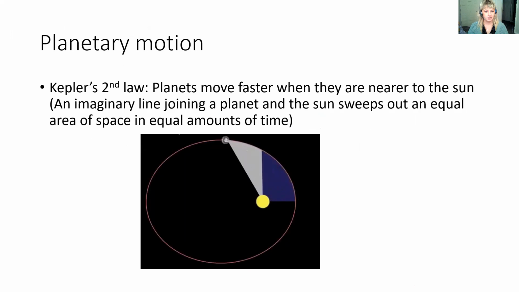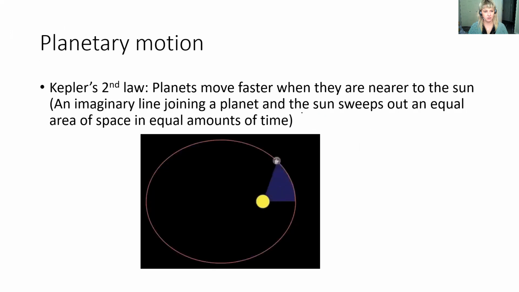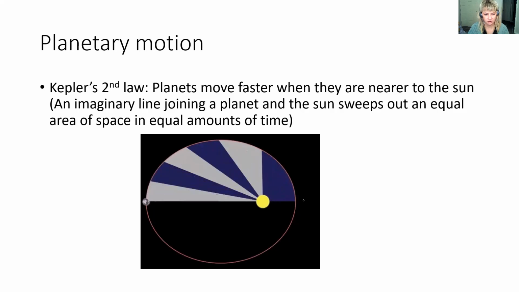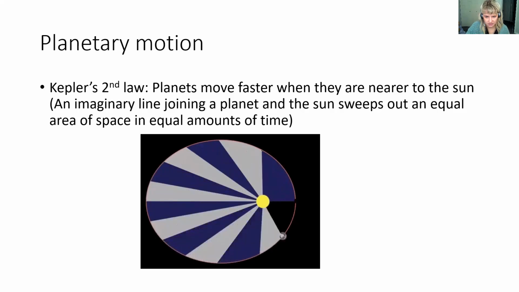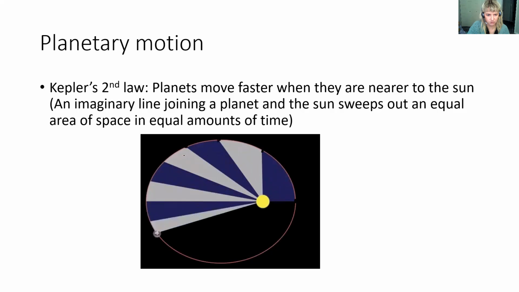And this little animation is showing what's being stated in words up here. An imaginary line joining a planet and the sun sweeps out an equal area of space in equal amounts of time. So if this is the Earth going around the sun, maybe from here to here is 1 month. And then from here to here is 1 month. And here to here is 1 month. Equal amounts of time.